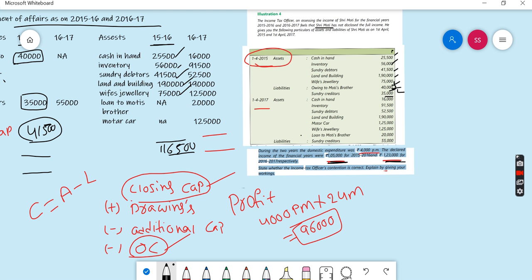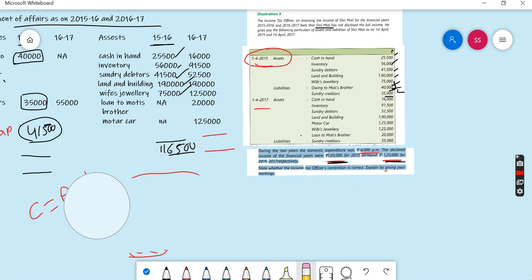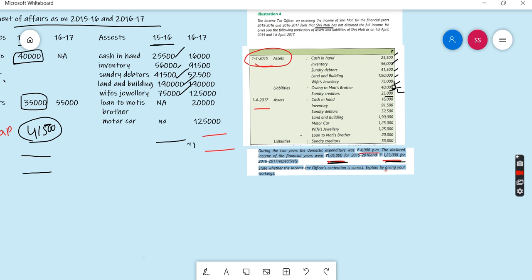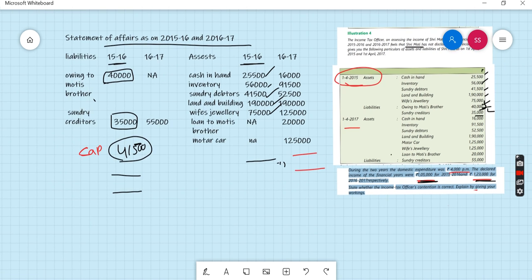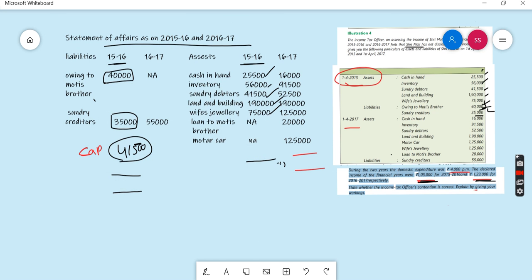So we need to find out whether she declared correctly or not, whether she is really hiding any income or not. Right? Okay, let's find out the profit first. How much profit she made. So we need to find out the opening capital and closing capital first. For that, to use our format, first we need closing capital and opening capital, right? So we can find out the closing capital and opening capital by using the statement of affairs.